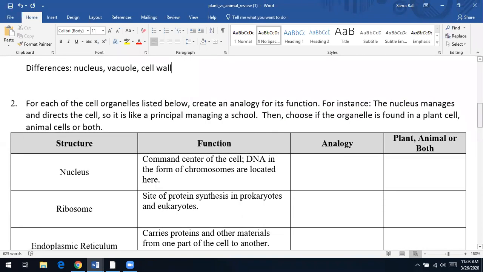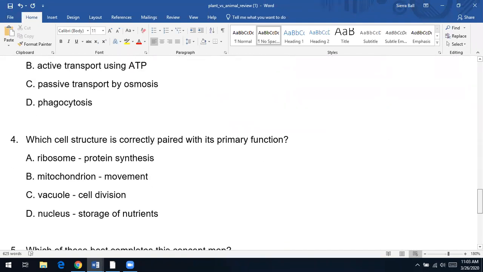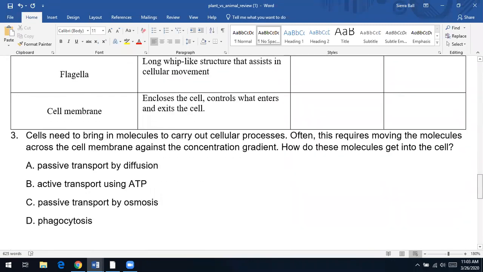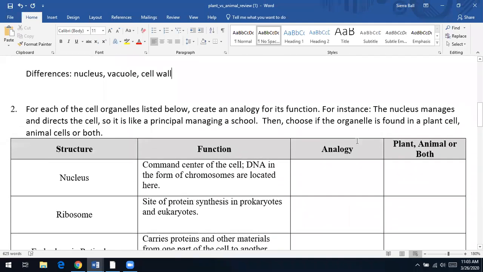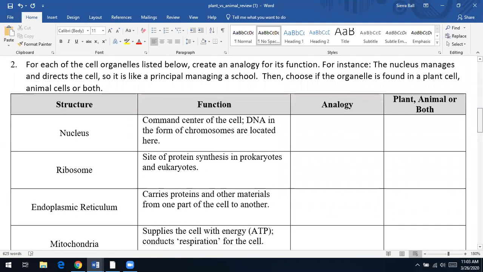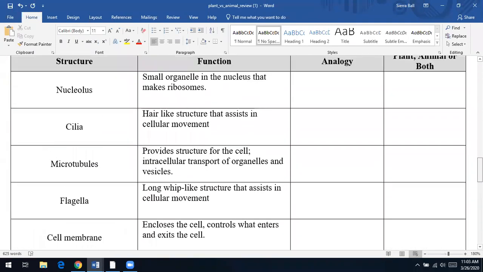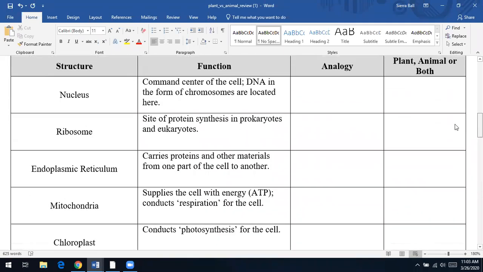It says for number two, for each of the cell organelles listed, create an analogy for its function. Here's what I want you guys to do for number two. I want you to do it, but I do not want you to do it on this paper. Everybody hear what I just said? I said I want you to do number two, but you are not going to do it on your worksheet, okay?